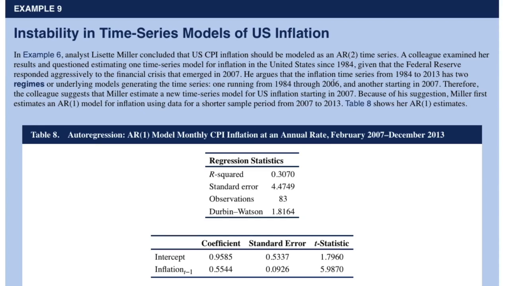He argues that the inflation time series from '84 to 2013 has two regimes, or underlying models generating the time series, one running from '84 to 2006 and another starting in 2007. Therefore, the colleague suggests that Miller estimate a new time series model for U.S. inflation starting in 2007. Because of his suggestion, Miller first estimates an AR1 model for inflation using data for a shorter sample period from 2007 to 2013.